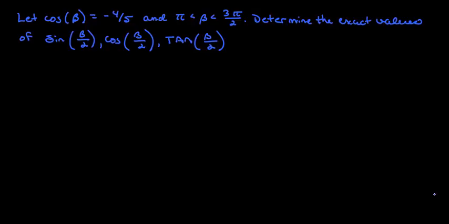When you start out a problem like this, you take the information that they've given you and you draw out a picture. So I'm going to draw out what beta looks like. Well, I know beta is between pi and 3 pi over 2. So that must mean that it looks something like this. So here's my angle, beta.